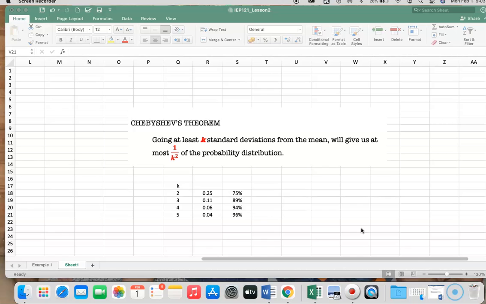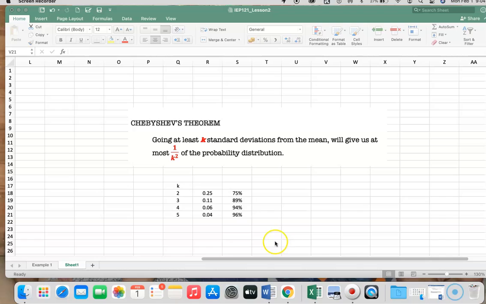But what about probability distributions that are not mound-shaped or not normally distributed, or where it is unknown whether the distribution is normal or not? A result proved by Chebyshev answered the question for probability distributions of any shape. That is why we have Chebyshev's theorem. It says that if we go at least k standard deviations from the mean, then we will find at most 1 over k squared of the probability distribution.